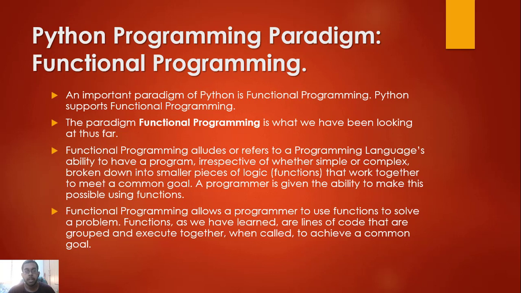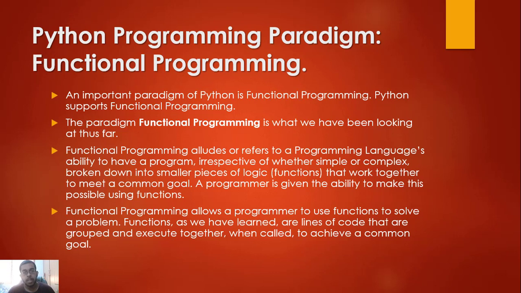Python programming paradigm, functional programming. An important paradigm of Python is functional programming. Python supports functional programming. The paradigm functional programming is what we have been looking at thus far. Functional programming alludes or refers to a programming language's ability to have a program, irrespective of whether simple or complex, broken down into smaller pieces of logic, functions, that work together to meet a common goal. A programmer is given the ability to make this possible using functions. Functional programming allows a programmer to use functions to solve a problem.